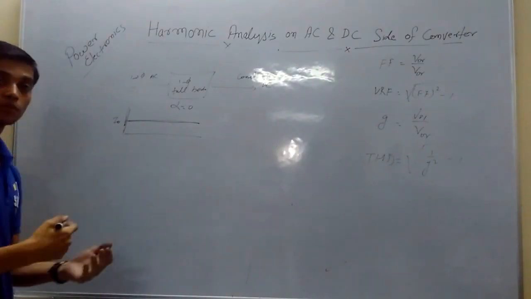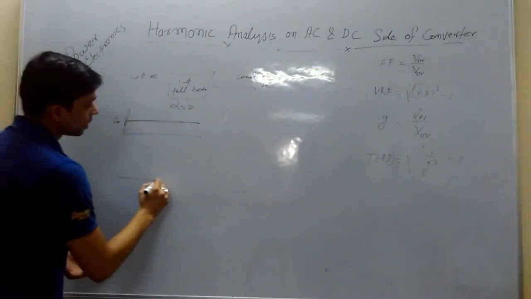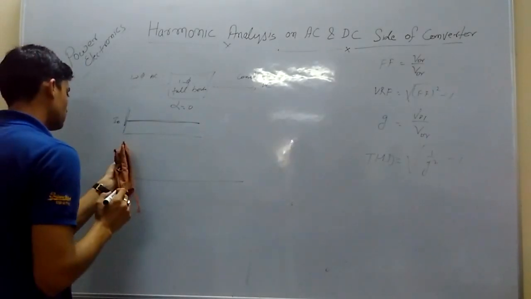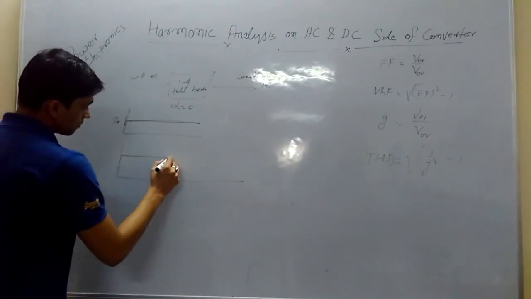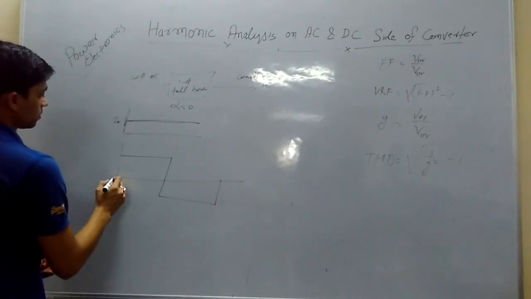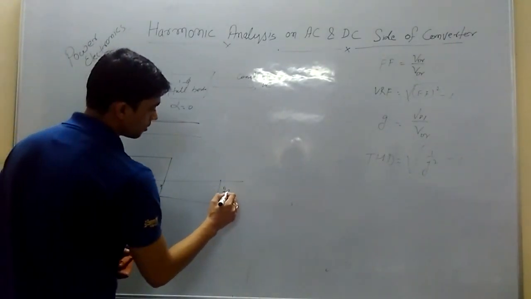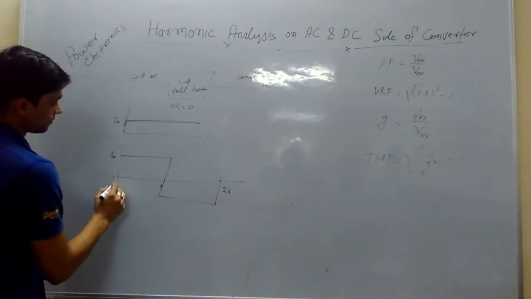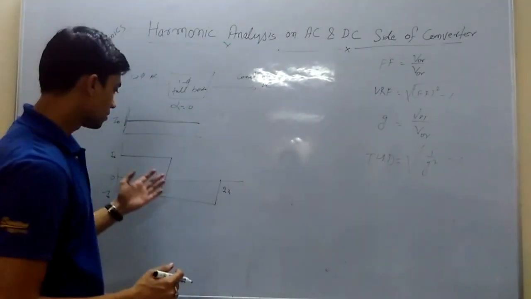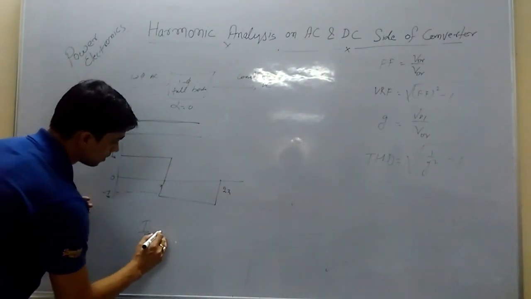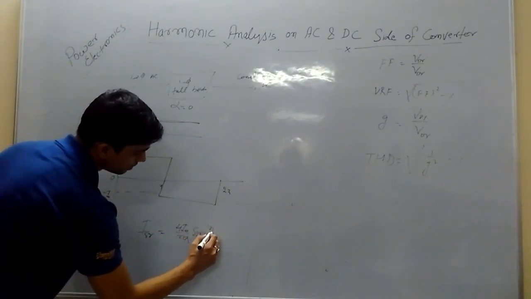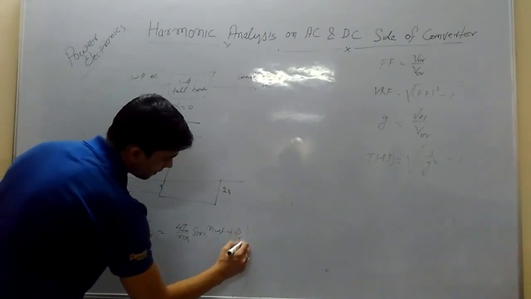But because the output current is constant, your input current will become a waveform with harmonics. Here I have taken alpha equals 0, so it starts from 0, pi, 2 pi. It is plus I naught, it is minus I naught. It can be written as ISR equals 4 I naught by n pi sine of n omega t plus phi naught.